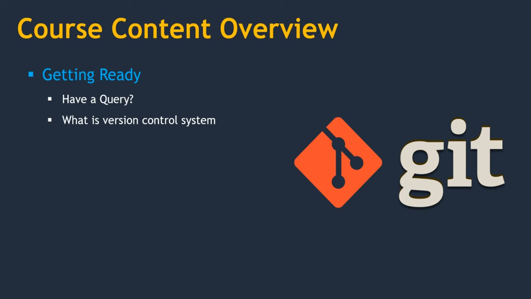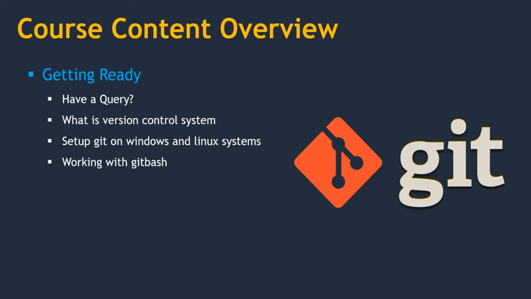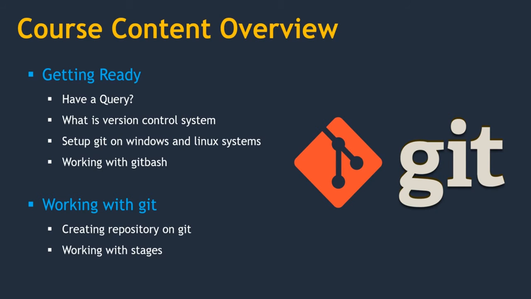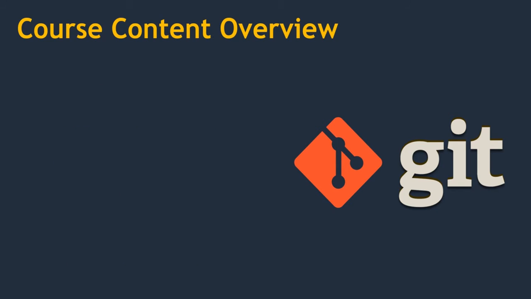Next, what is version control system? How to set up Git on Windows and Linux systems and working with Git Bash. This is about first module. In second module, working with Git, here we are going to see how to create a repository and working with different stages of Git, comparing changes in the local repository.